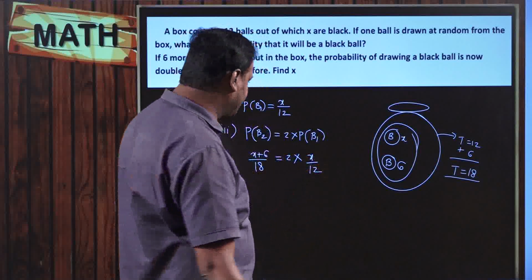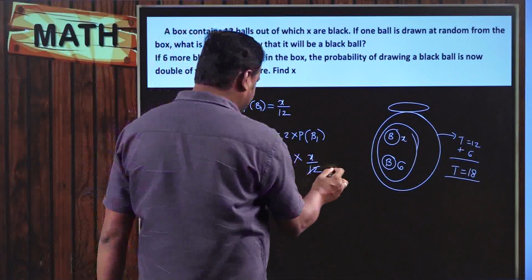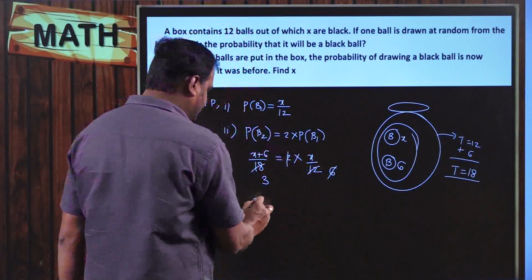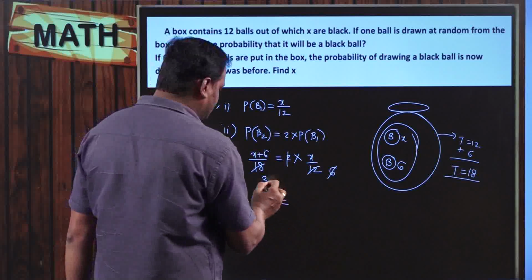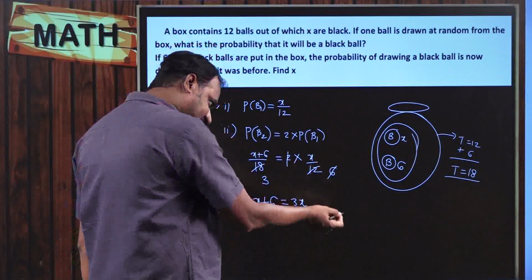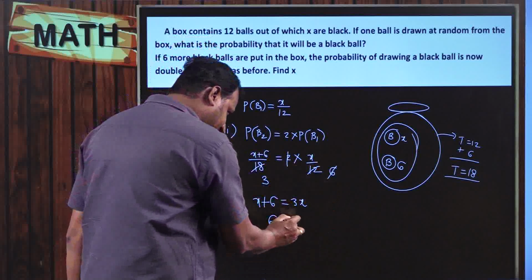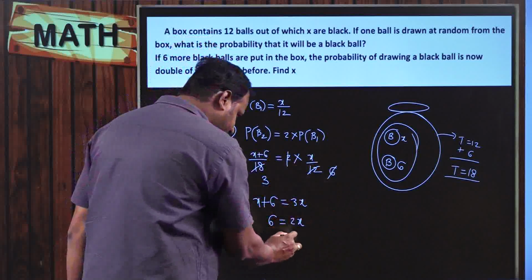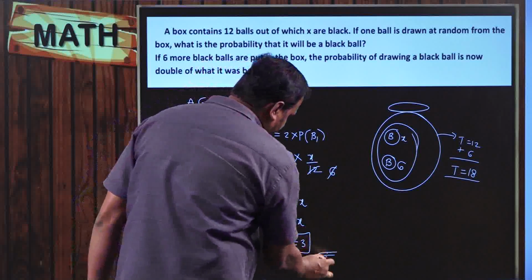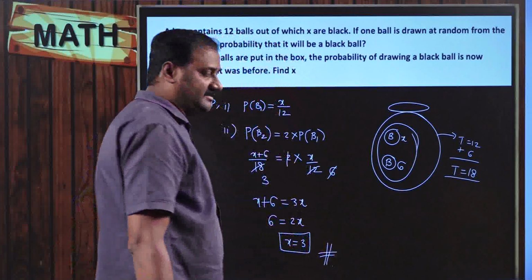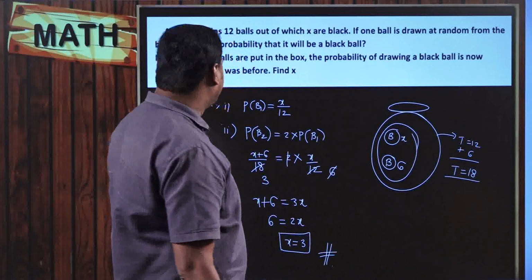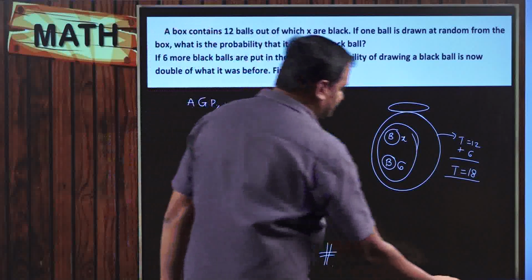Now you need to simplify this. 2 ones are 2, and 2 sixes are 12, and 6 threes are 18. By cross multiplication, X plus 6 is equal to 3X. So transpose X to that side: 6 is equal to 3X minus X, which is 2X. Therefore, X is equal to 3. So what does it mean? It means initially there are 3 black balls in the box. Right, so what is the next problem?